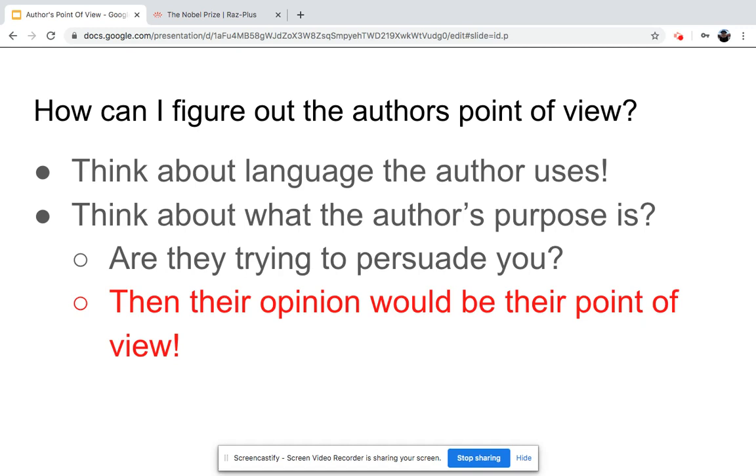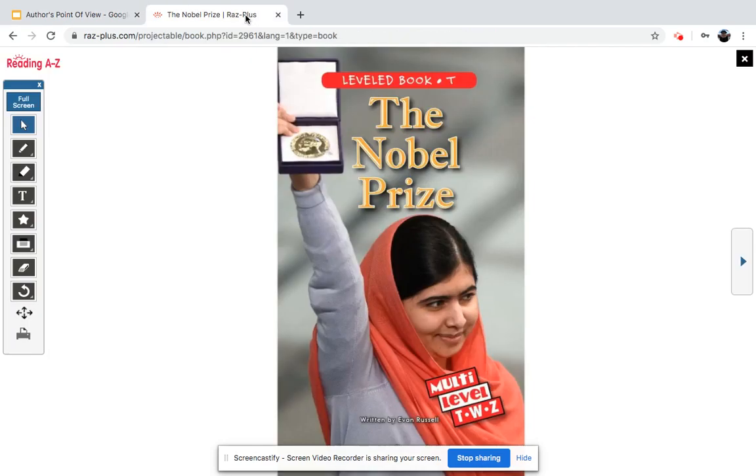Like I said earlier, you can also use the author's purpose to help determine their point of view. Think to yourself, what was the purpose of writing this book? Was it to persuade the reader? If that's the case, then the author's opinion would be their point of view. Let's take a look at the example that I will be using today. I read the book The Nobel Prize by Evan Russell. So I want to think to myself, how does Evan Russell feel about the Nobel Prize?